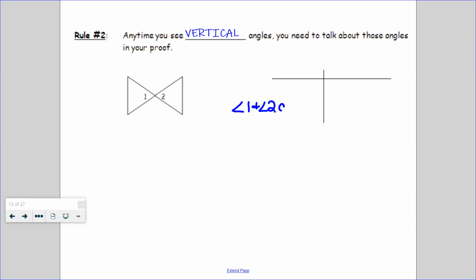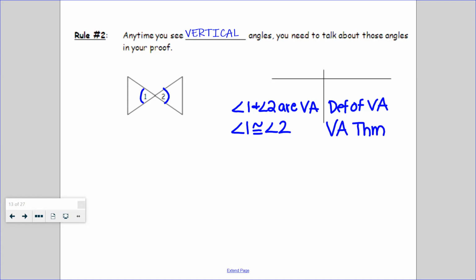So when I say angle 1 and angle 2 are vertical angles, is that the definition of vertical angles or is that the vertical angle theorem? The definition. So then you would state definition of vertical angles. And then you tell me what they do, which is they have to be congruent to each other. So angle 1 is congruent to angle 2, and that's the vertical angle theorem. So anytime there's vertical angles, it's going to take 2 steps out of your proof for you. You have to tell me that they're vertical angles first, and then tell me they're congruent.